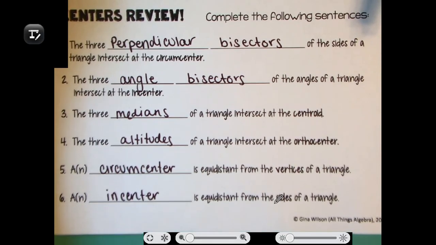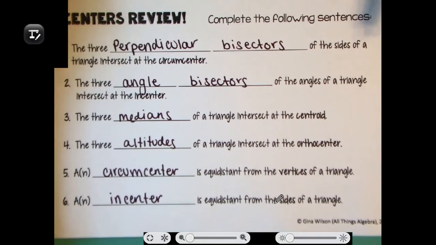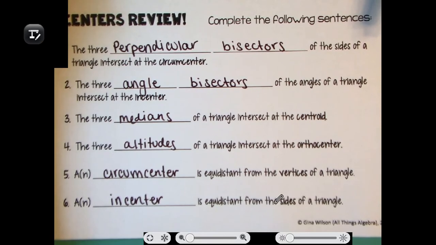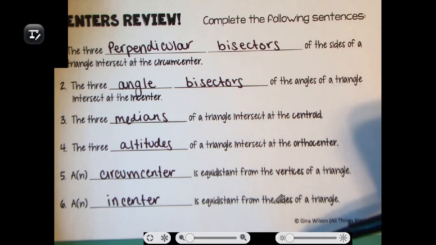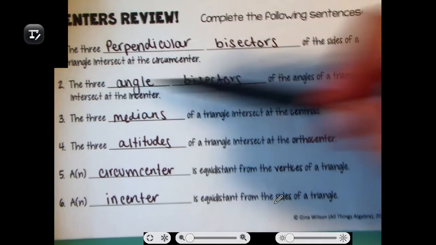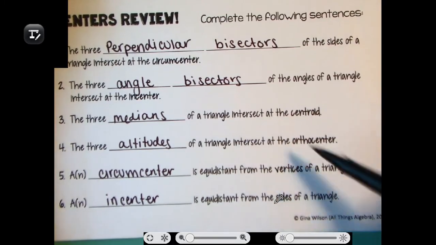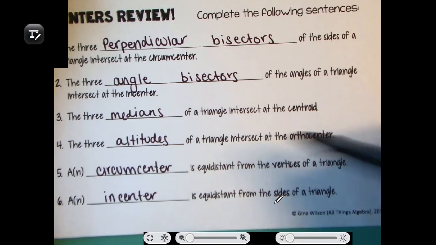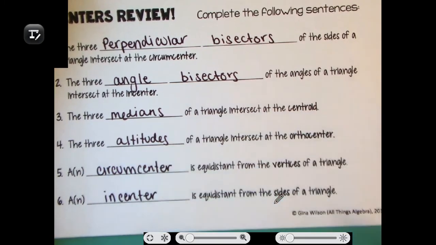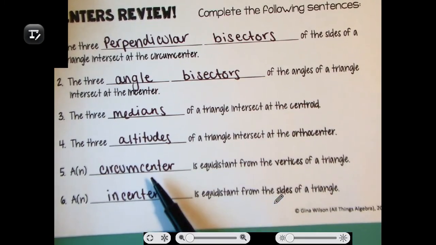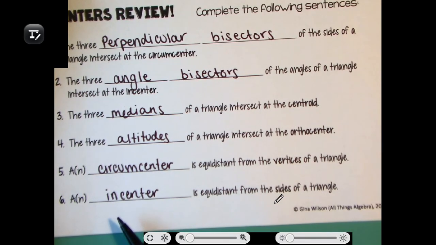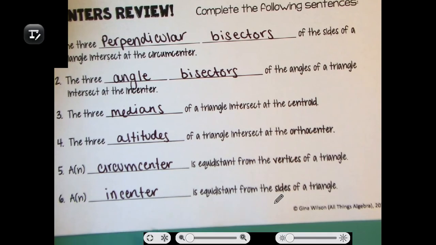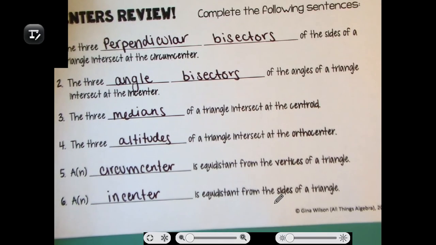And there are our answers. So you can go through and see. So the main words: circumcenter, that's the perpendicular bisectors. Incenter, that's the angle bisectors. Centroid is the medians. Orthocenter, the altitudes. The fact about circumcenter, it's equidistant from the vertices. And then an incenter is equidistant from the sides of the triangle.